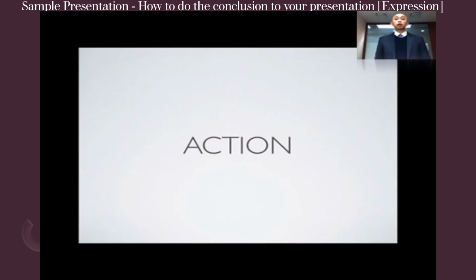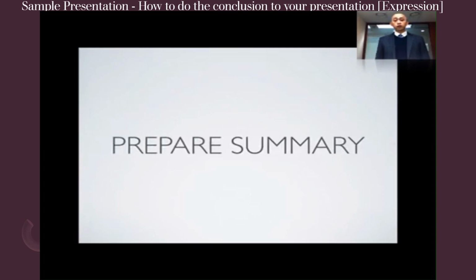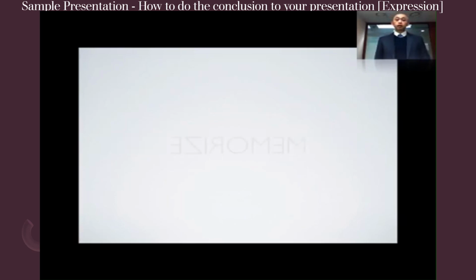So, here's what I want you to do for the action steps for this. I need you to choose a topic with 3 or more main points. Then, I want you to write a short summary for those points and practice using the conclusion expression until you feel comfortable and you have memorized the conclusion.